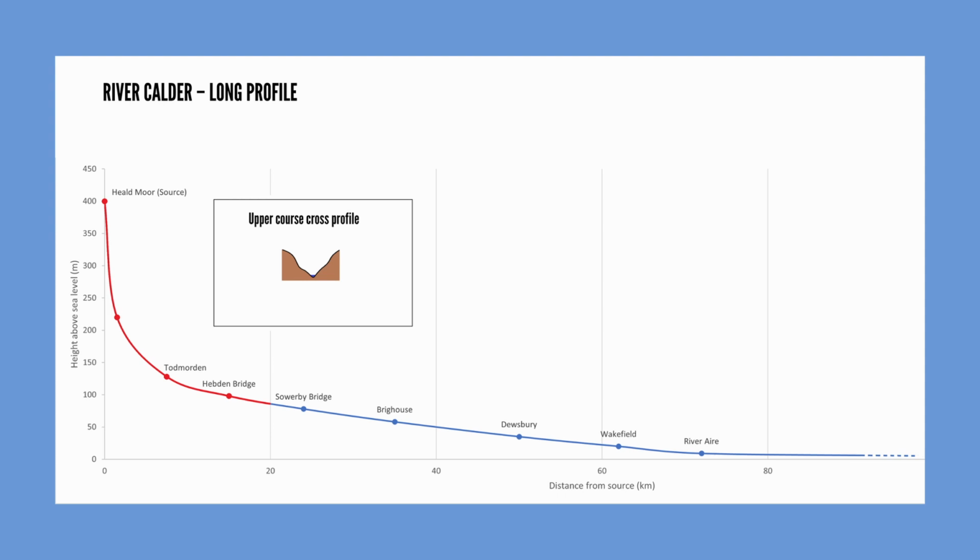This is best shown using cross profiles. Imagine if we were able to cut down through the river valley in the upper course. We would see a cross profile like this. In the upper course, vertical erosion takes place, and the river erodes downwards. There is little lateral erosion. As a result, we have a V-shaped valley with steep sides. The channel is narrow and shallow.